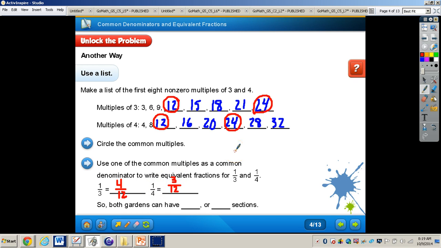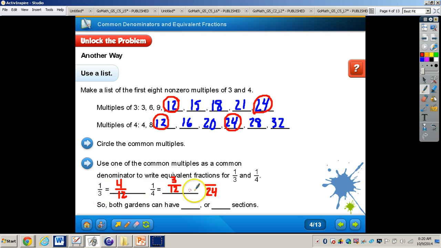Now let's say, for example, we are taking a look at 24 as the common multiple. Now that's not the least common multiple. I always recommend you use the least common multiple. But let's say we use 24 as the common denominator. So we have 24 there.